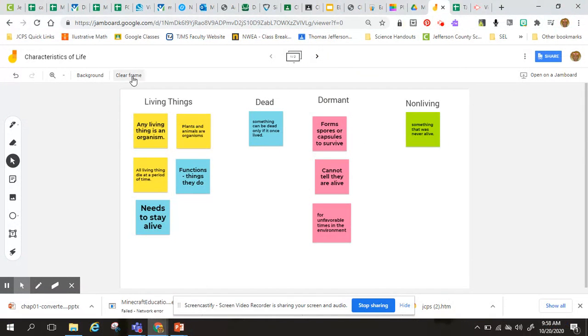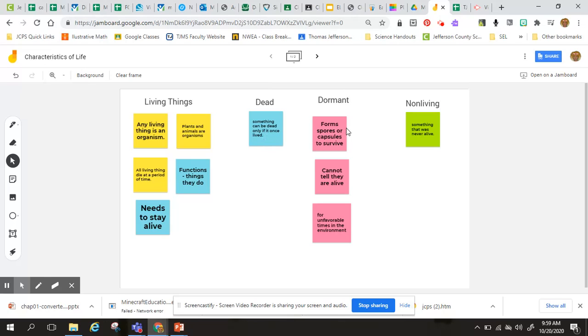Okay, so living things. These are the things that we pulled out from the article that prove that things are living. Any living thing is an organism. Plants and animals are organisms. All living things die at a period of time. Functions, things they do. Needs, what they need to stay alive. Okay, so all living things have this. Something can be dead only if it once lived.